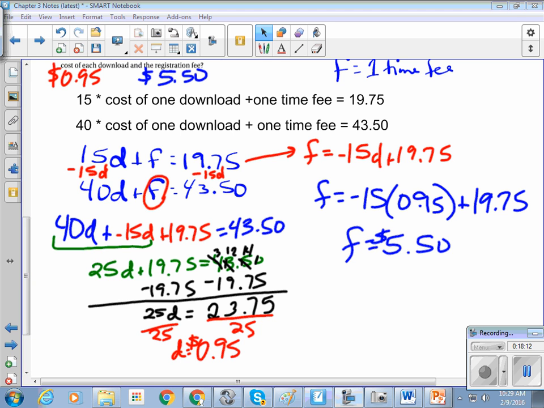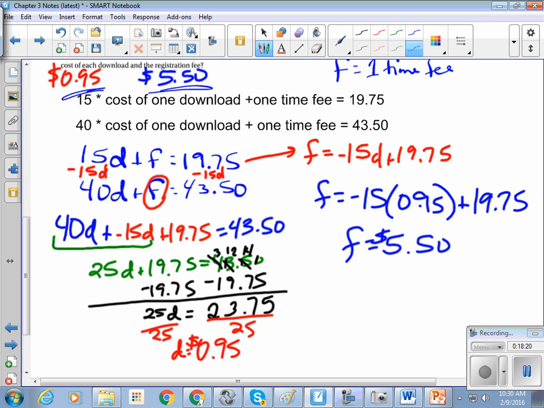All right, so our cost of each download is 95 cents, and the cost of the registration fee is $5.50.